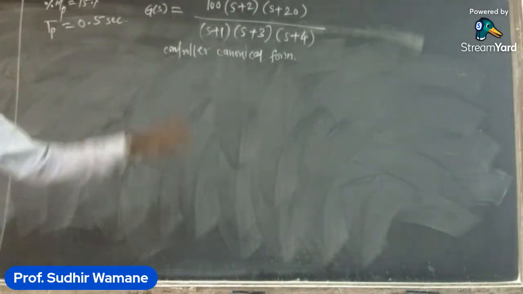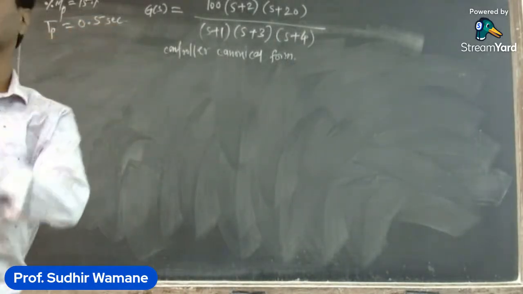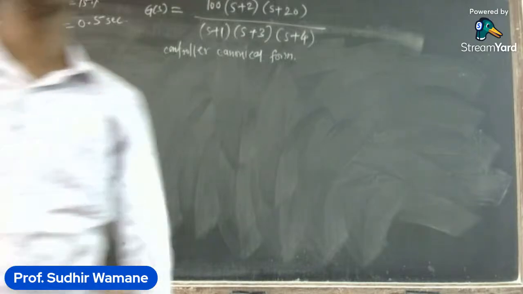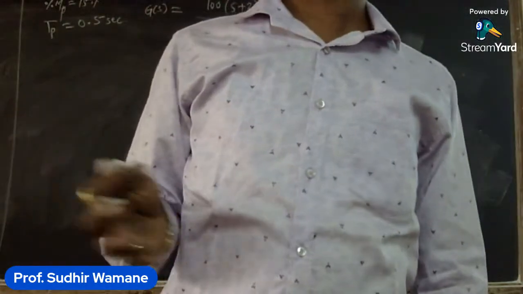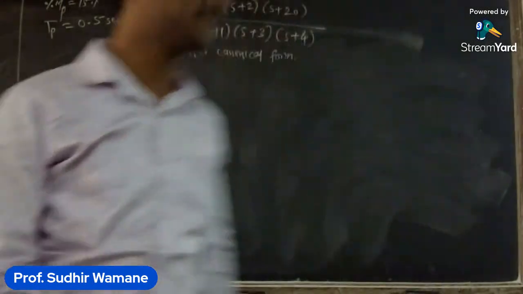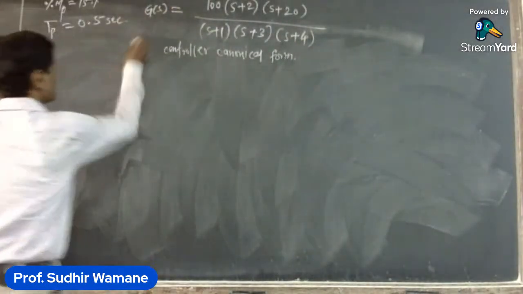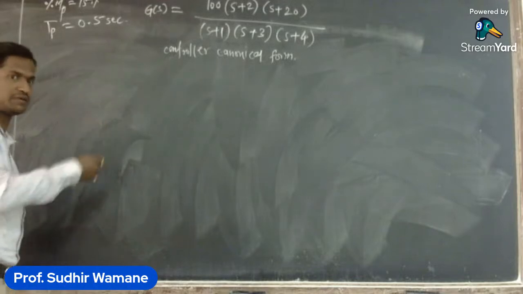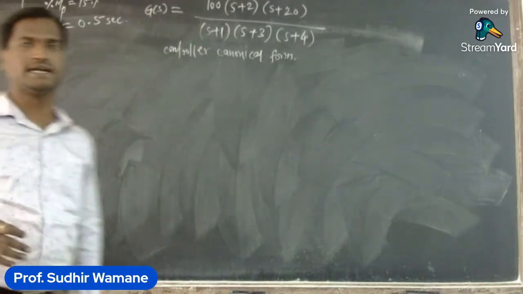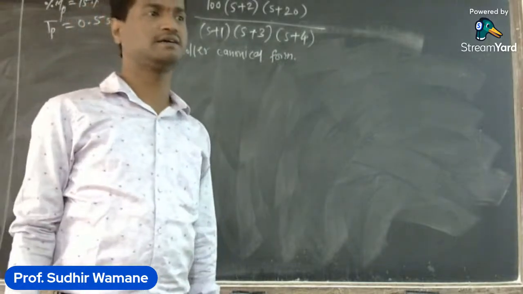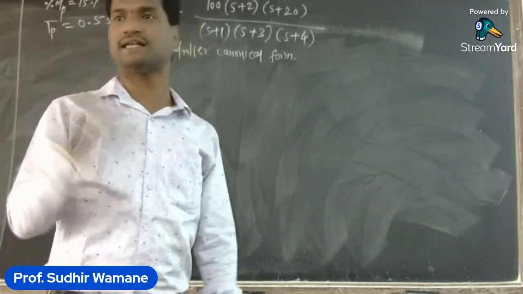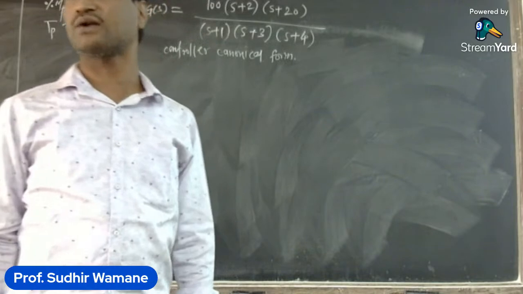So he said that this plant is represented in controller canonical form. So first of all, try to represent the given system into controller canonical form. We already saw how to represent the given transfer function into controller canonical form. For that, initially we write the given transfer function in a phase variable form, then we renumber the phase variables, then rearrange the phase variables, and then manually get controller canonical form.